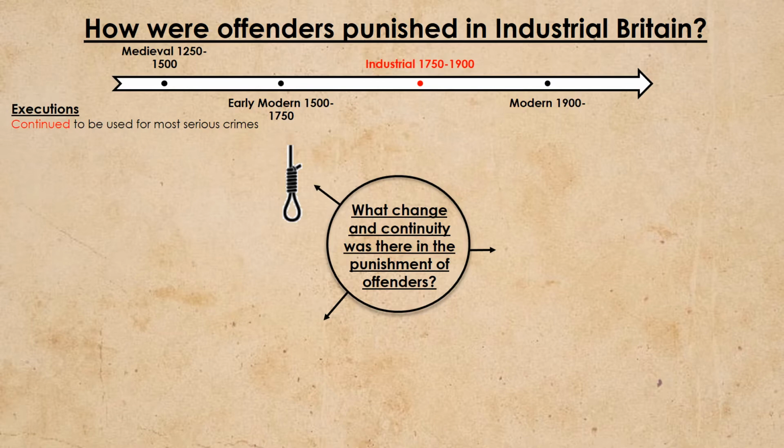So in terms of executions, they continue to be used for the most serious crimes, for example murder and attempted murder. However, it is during this time that you get huge changes to the way that we execute people, or the way that we used to execute people for their crimes.